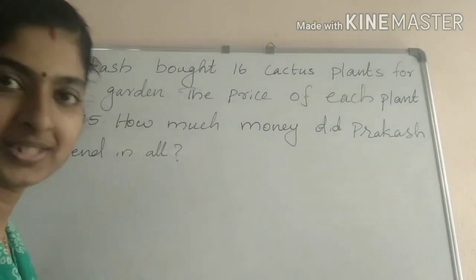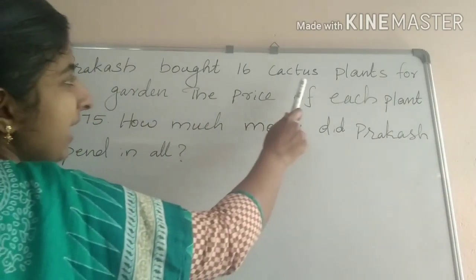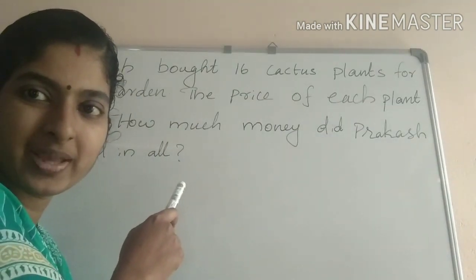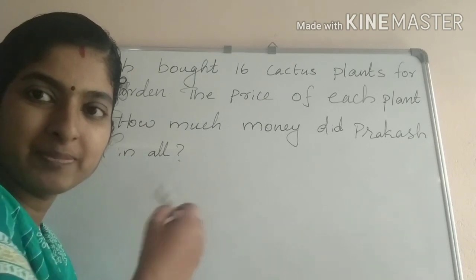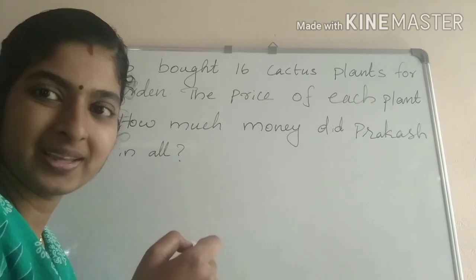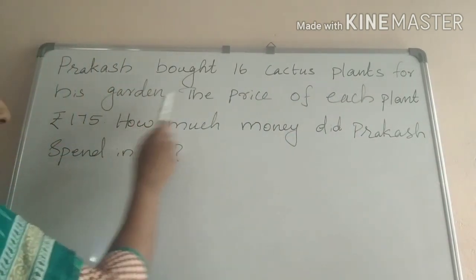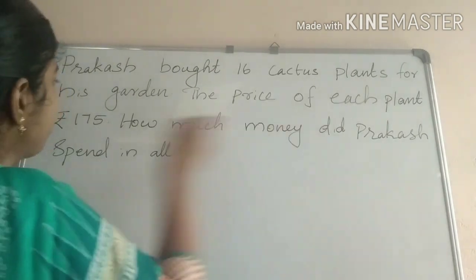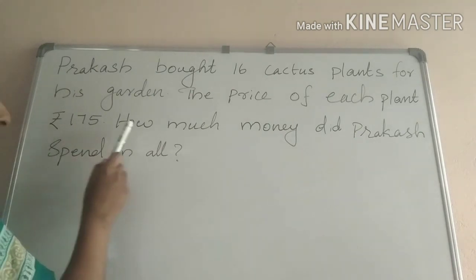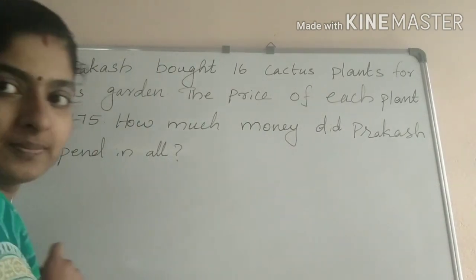Okay. See the question. Prakash bought 16 cactus plants. What is meant by cactus? That plant full of spines. In Malayalam, that is kallichedi. Cactus plants for his garden. The price of each plant, rupees 175. How much money did Prakash spend in all?